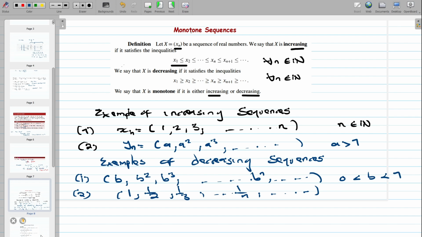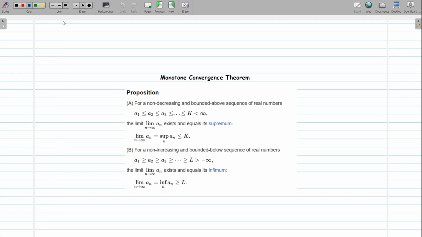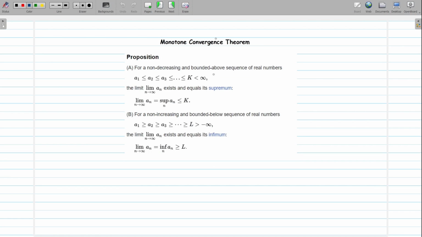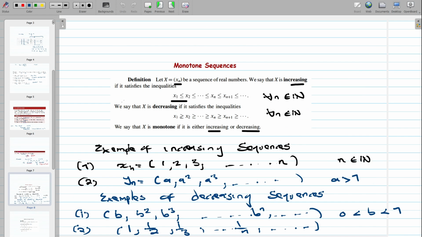Now, whenever it comes to talking about monotone sequences, we always want to talk about the monotone convergence theorem. So, a very important theorem. We see that for a non-decreasing and bounded above sequence of real numbers, we are basically in the first situation here. So this sequence is non-decreasing. Maybe we might change the sign here to a less than. To simplify things, we are just in this first situation here.